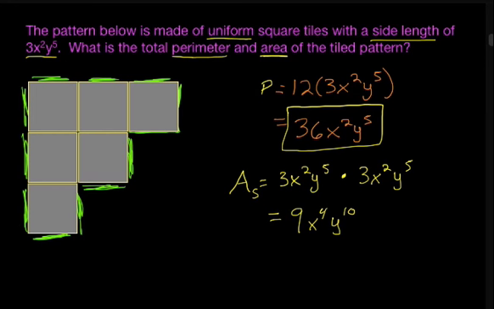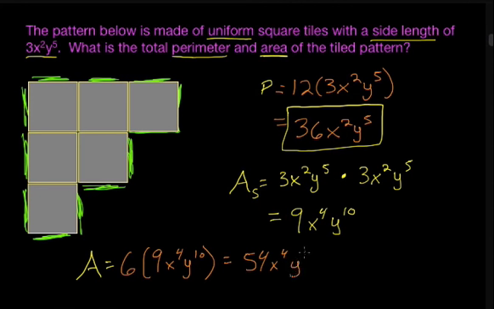Now be careful, although we found an area, this is the area of only one of the squares. We want to find the entire area. So we're going to take the area of one of the squares and we're going to multiply it by 6. So 6 times the area of one of the squares, 9x to the 4th, y to the 10th, and multiplying this value by 6 gets us 54 x to the 4th, y to the 10th. And so we've successfully found the perimeter and area of the figure.